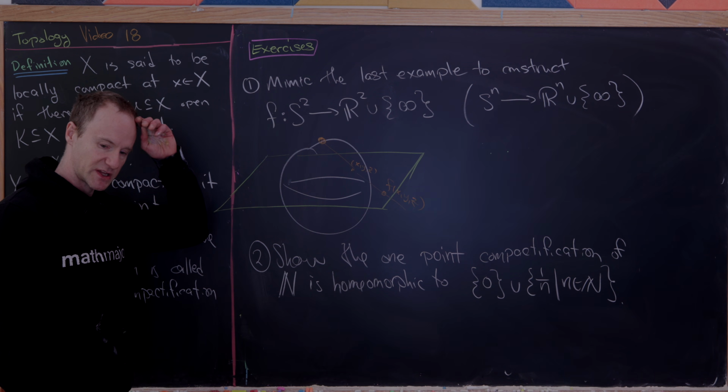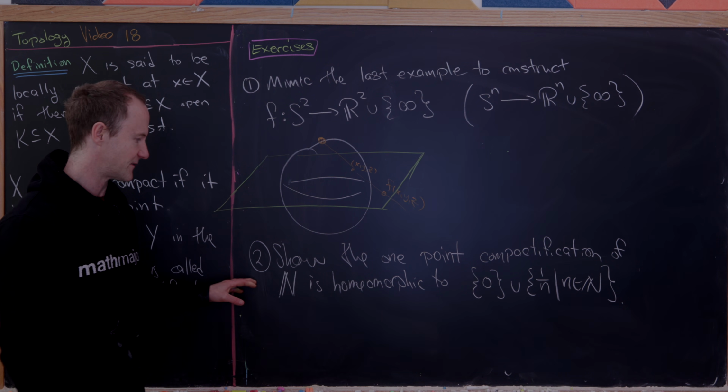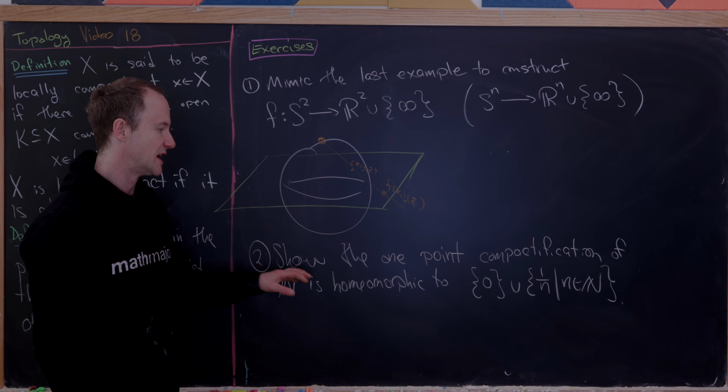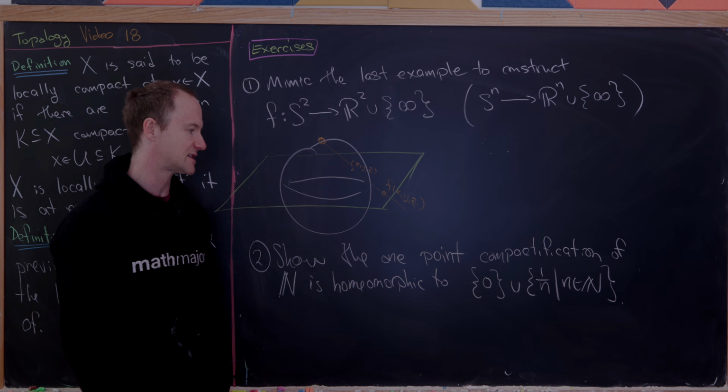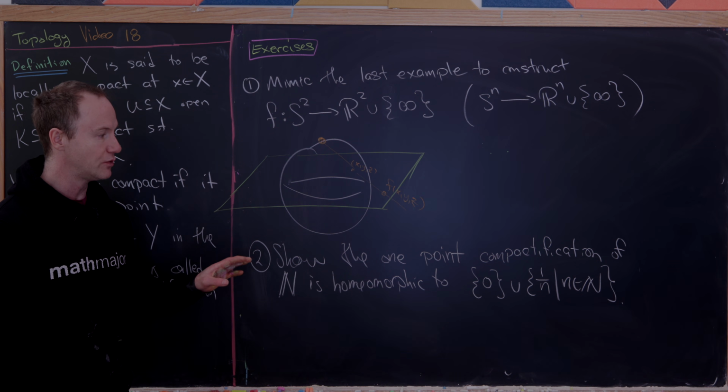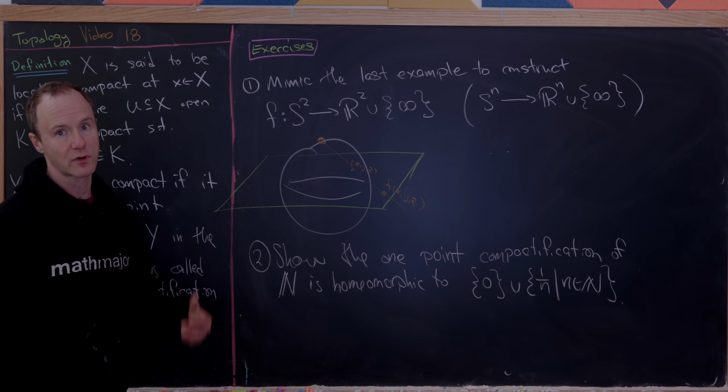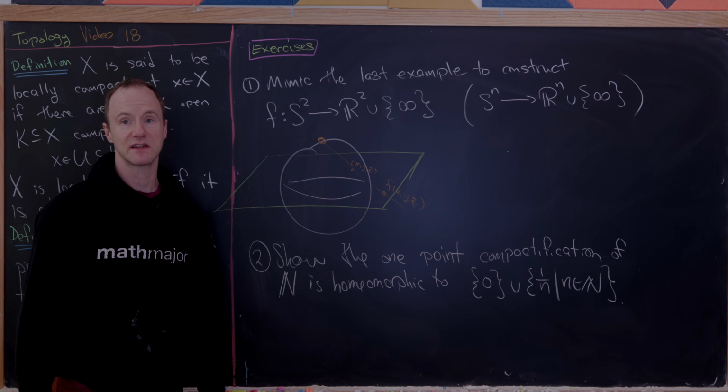Okay, so next up, let's show that the one-point compactification of the natural numbers is homeomorphic to the set containing 0 unioned with the reciprocals of all natural numbers. And that's a good place to stop.